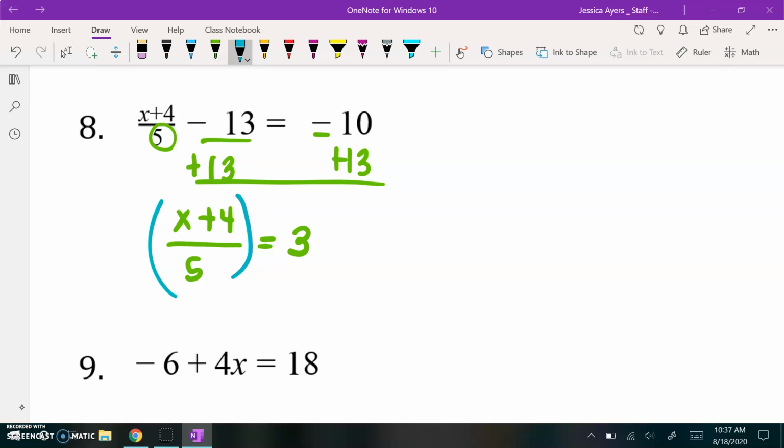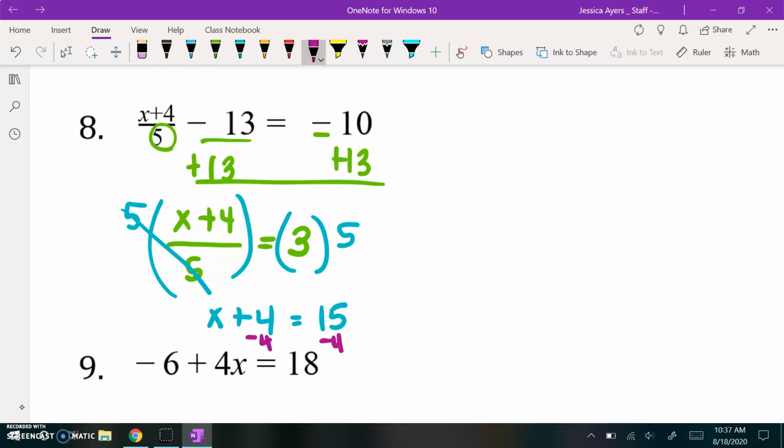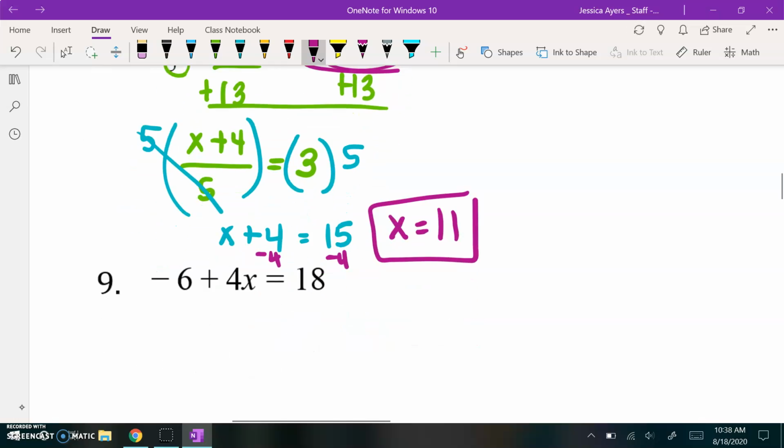Once we've done that, we can multiply by 5, because that fraction bar is just a big giant division bar. So the opposite of divide is multiply, giving us x plus 4 is equal to 15. And then lastly, we will minus the 4. So x is equal to 11. Make sure you're watching those negatives.